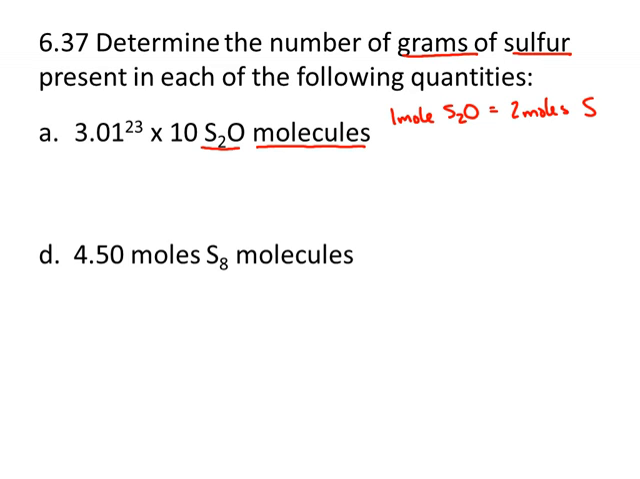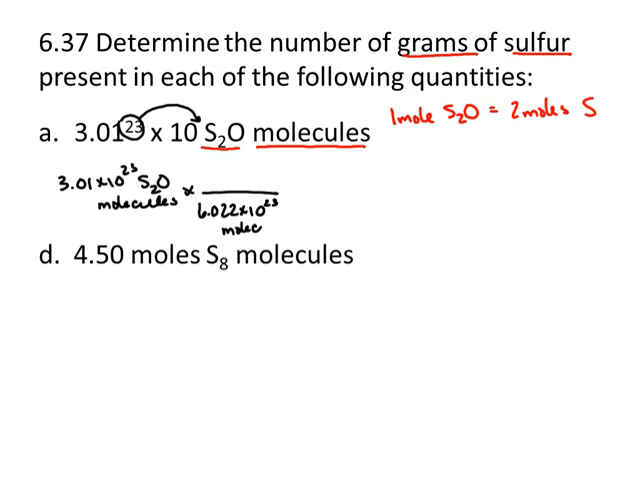First, though, I've got to get rid of all the molecules. 3.01 times 10 to the 23rd. Looks like I have an extra times 10, or I put my 23 in the wrong spot. Should be over there. And this is S2O molecules. I need to get rid of molecules, and to do that, I need Avogadro's number. 6.022 times 10 to the 23rd molecules S2O is to 1 mole of S2O. So now I'm in moles of S2O.